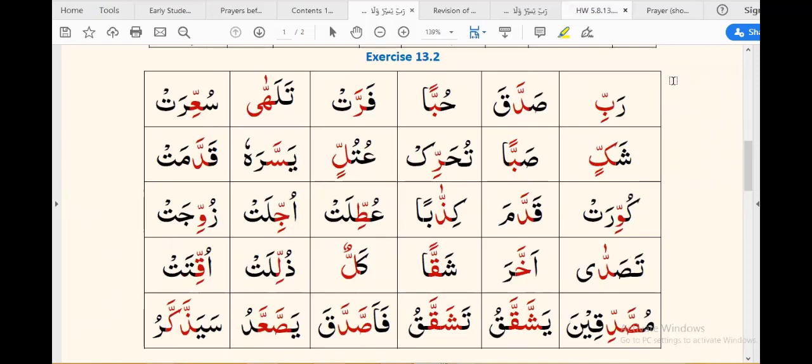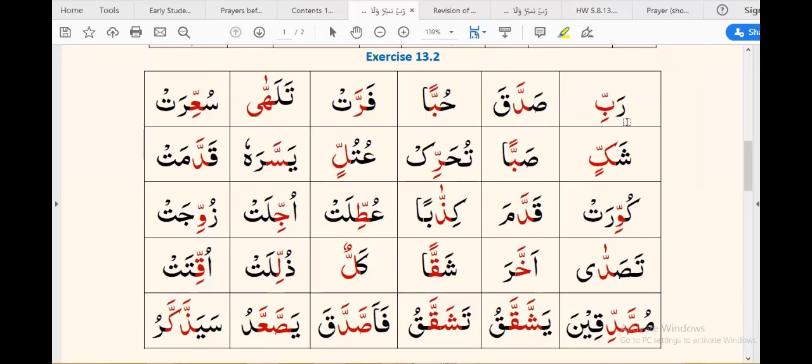Let me choose a student now. N6305. Assalamualaikum. Walaikum salam. Is that N6305? Yes. Okay, perfect. Now do you understand the rule of mushaddad? Yes. Okay, perfect. So what I'm going to do is go through the first two examples with you, and then I'm going to see if you can do the rest by yourself.